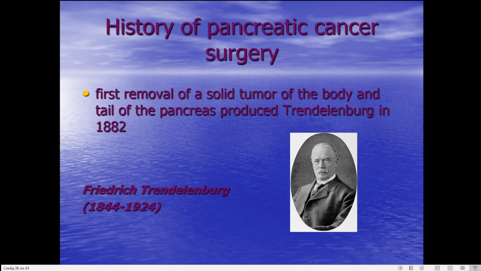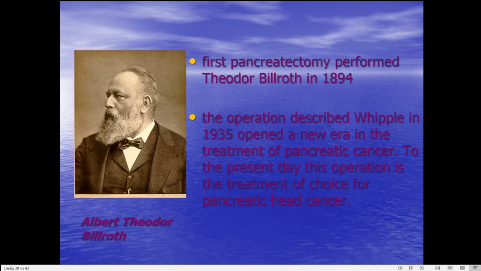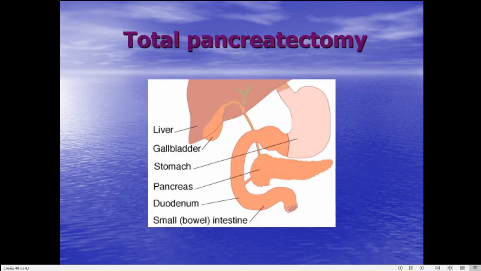History of pancreatic cancer surgery. First removal of a sole tumor of the body and tail of the pancreas was produced by Trendelenburg in 1882, Friedrich Trendelenburg. First pancreatectomy performed by Theodor Billroth, 10 years after Trendelenburg, after resection of pancreas, total pancreatectomy, margin of our resection.